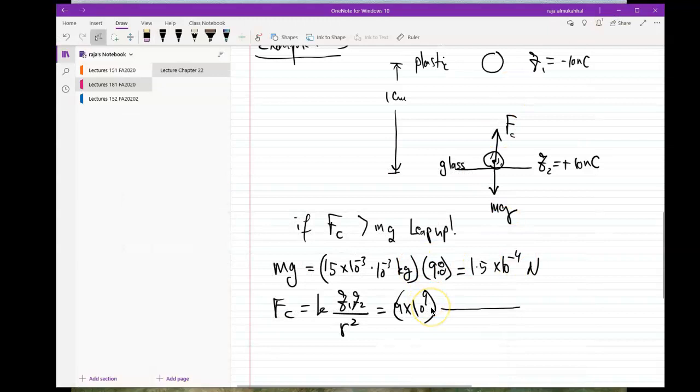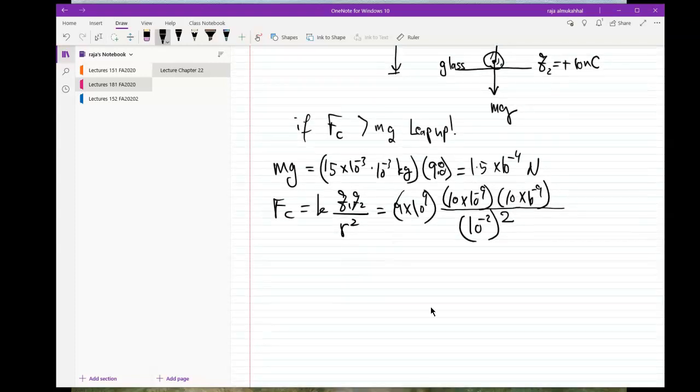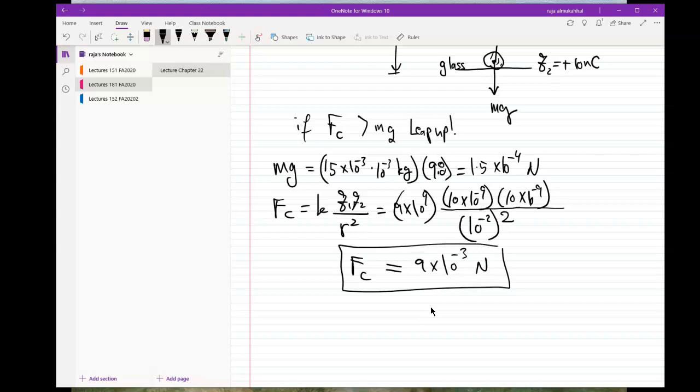Anyway, so we have here 10 nano, which is 10 times 10 to the negative 9, multiplied by 10 nano again for Q2, 10 times 10 to the negative 9, all of that divided by 1 centimeter, which is 10 to the negative 2 quantity squared. Is that right, guys? And then we calculate that, and I'm going to get 9 times 10 to the negative 3 Newton. There we go.